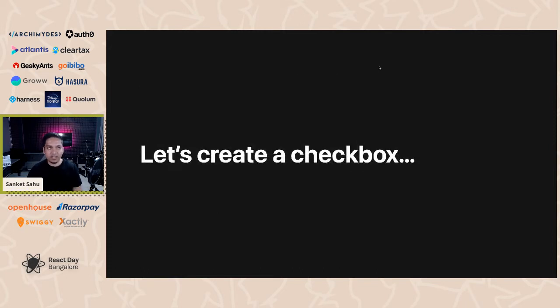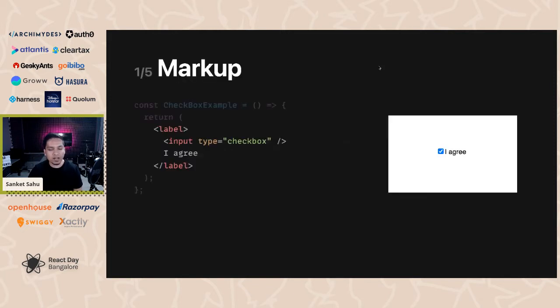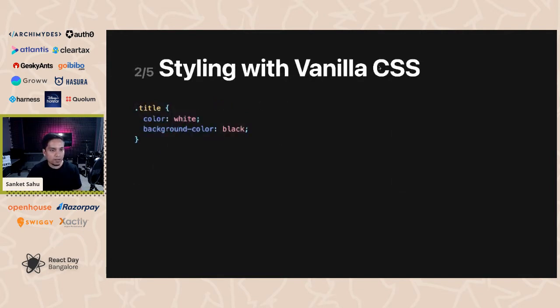So let's say we have to build a checkbox component, a checkbox with a label next to it with some text. So the markup would look like this. We'll create a component and return a label, and then inside that we'll have an input of type checkbox and then some text next to that. And the next obvious thing is we would like to style it a bit. We have a lot of options because styling is not really a part of React.